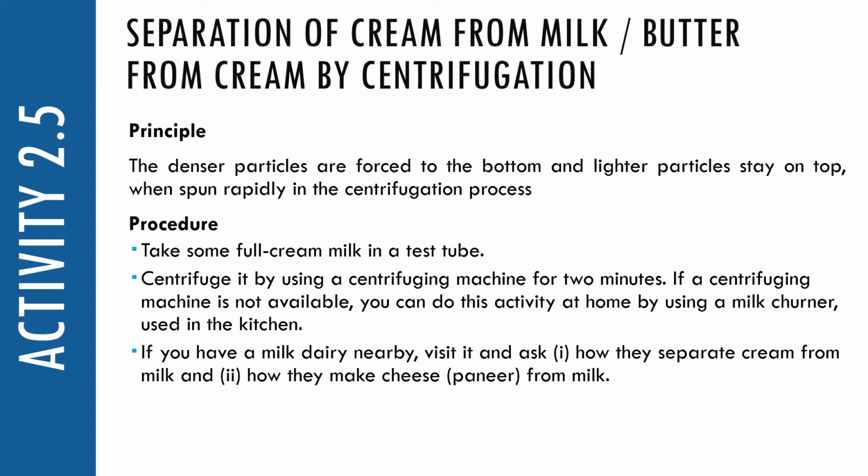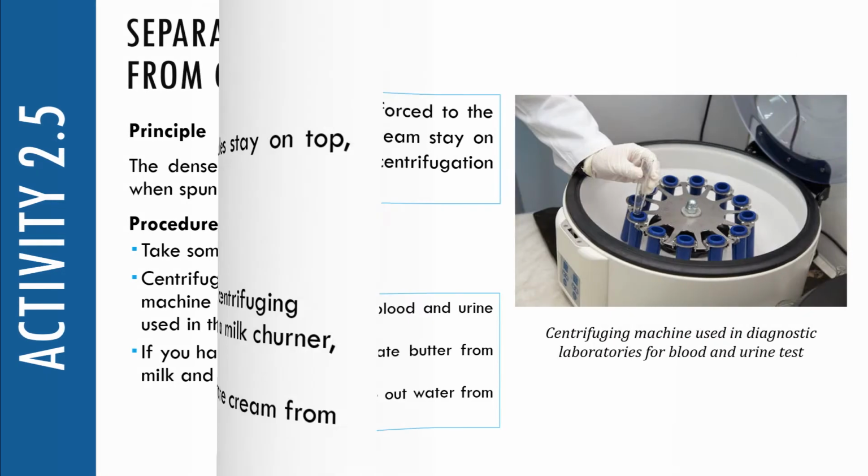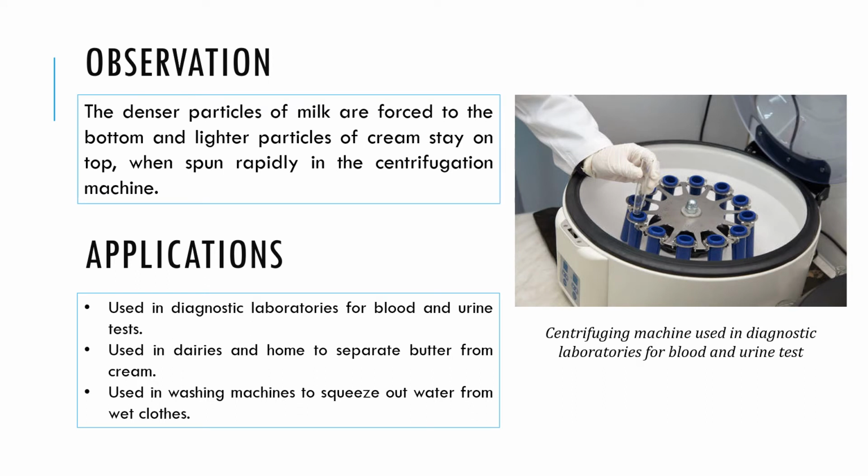If a centrifuging machine is not available, you can do this activity at home by using a milk churner used in the kitchen. If we have a milk dairy nearby, visit it and ask how they separate cream from milk and how they make cheese, that is paneer, from milk. What do you observe on churning the milk? Explain how the separation of cream from milk takes place. The answer is the denser particles of milk are forced to the bottom and lighter particles of cream stay on top when spun rapidly in the centrifugation machine.